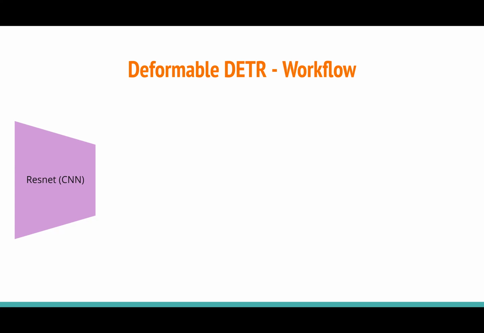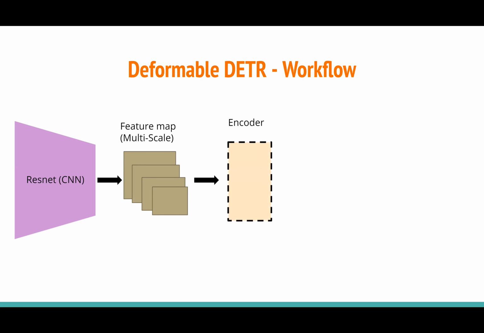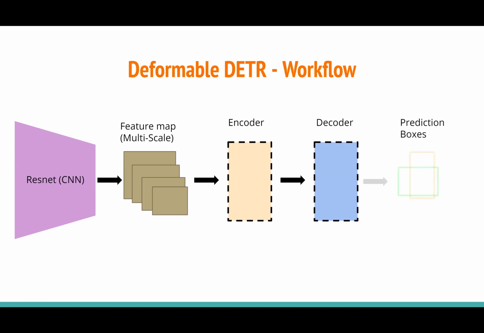The technical aspects, the operations, and how we're improving a model, I'm going to walk you through the workflow of the model and step by step how we're implementing all of that. So we start with a ResNet, a convolutional neural network, and from there, this is where we want to get our multi-scale feature map. And we're going to use that as our input for our encoder. And the output of the encoder is going to become the input of the decoder, of course. And then the output of the decoder is going to be our prediction boxes.